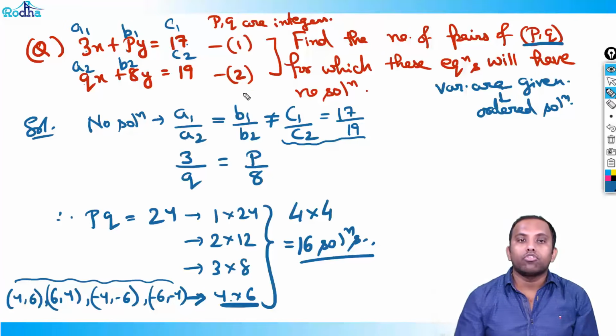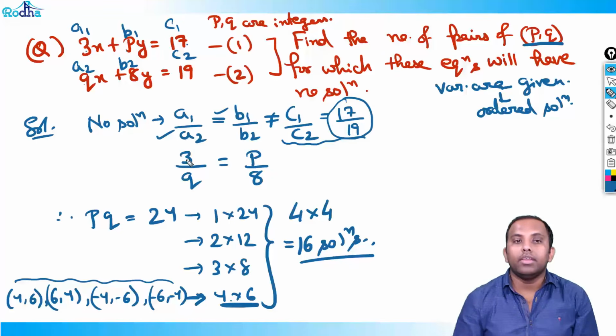Simple. The condition for no solution is a1 by a2 is equal to b1 by b2 is not equal to c1 by c2. This is 17 by 19, and here it is 3, here it is 8. So anyway, these are prime numbers, right? It cannot be broken up. So anyway, this cannot be equal to 3 and 8, right? 3 by something cannot be equal to 17 by 19. So we don't need to consider that.